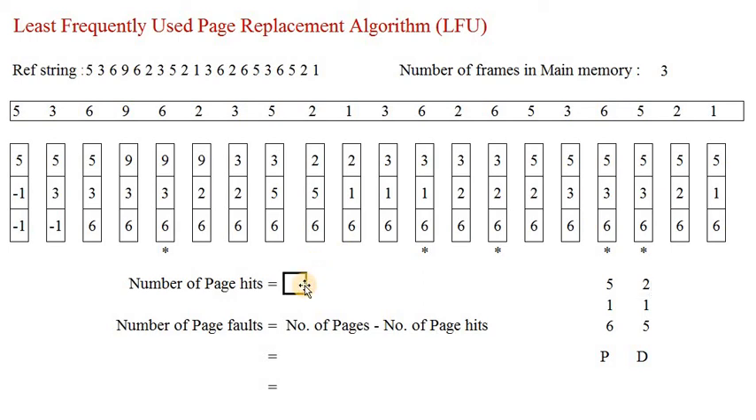Now we need to calculate the number of page faults. Before that, what is the number of page hits here? 1, 2, 3, 4, 5. So 5 page hits. The total number of page faults is the total number of pages minus page hits, that is 20 minus 5, which equals 15. So there are 15 page faults for this reference string using the least frequently used page replacement algorithm. Thank you.